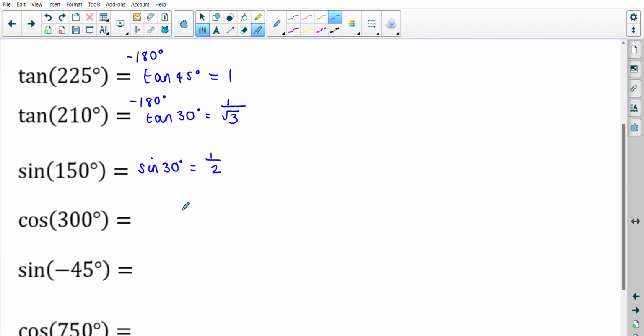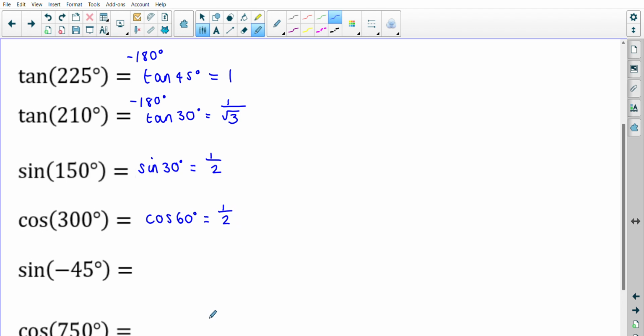If I go to the next one, cos 300 degrees, I could use the second rule and do 360 minus this angle to get another angle. So cos 300 is the same as cos 60 degrees. And I know that cos 60 degrees is a half also.